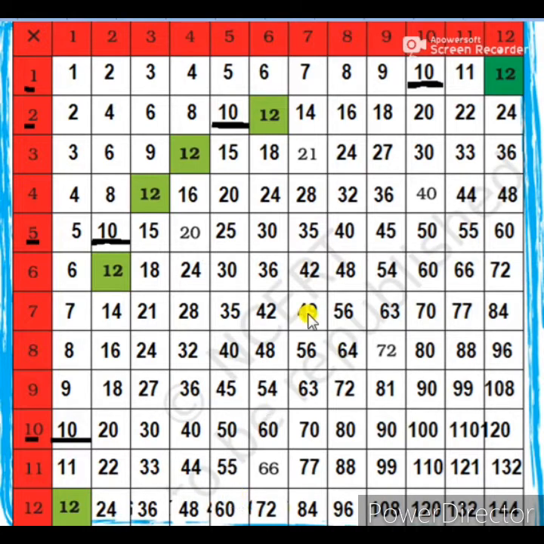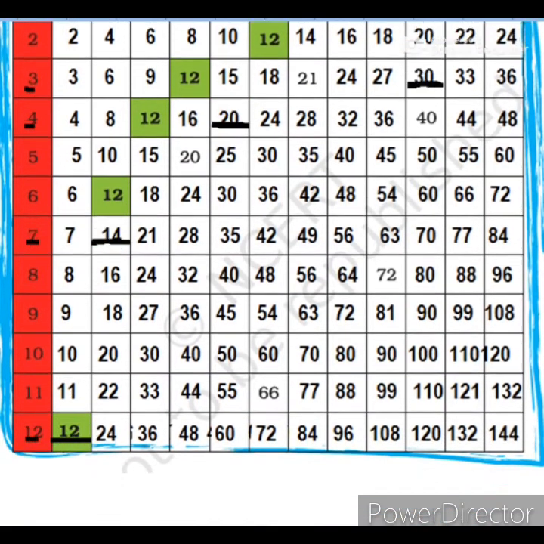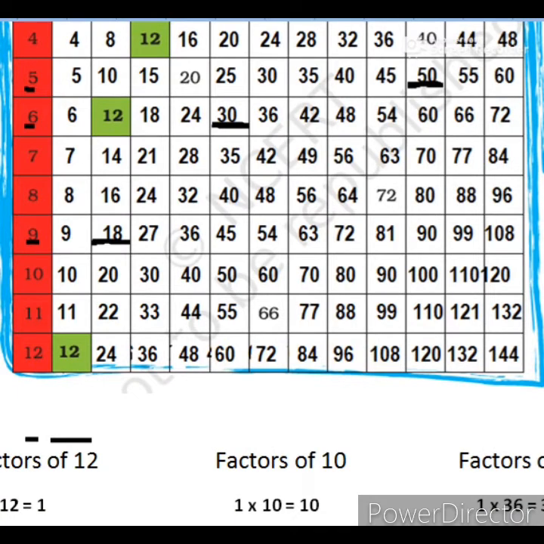Now wherever we got the 10, see, now the table of 10. So 1 is a factor of 10, 2 is a factor of 10, next, 5 is a factor of 10, and the last, 10 is a factor of 10. So these are the factors of 10. Factors of 12 and factors of 10 I will show you, and after that, see, the factors we have selected from this chart.